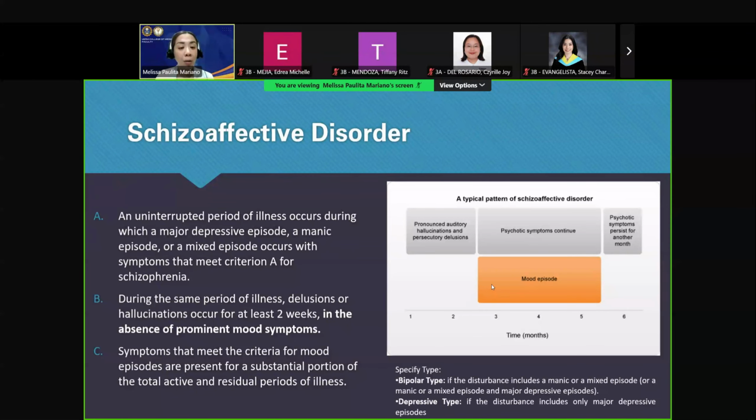But during the same period of illness, delusions and hallucinations must occur for at least 2 weeks without prominent mood symptoms. That is what makes it a schizophrenia spectrum disorder. There must be at least 2 weeks where no mood symptoms are present, just purely psychosis. And for the rest of the time, the majority of the time, the mood episode is also there. You'll see that presented in a graphical format on the right-hand part of your screen. The gray zone represents the presence of psychosis, which is longer compared to the mood episode, but the mood episode is very much prominent and present the majority of the time.